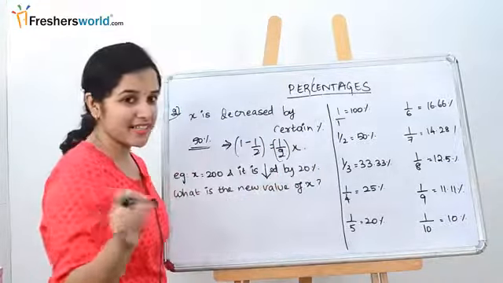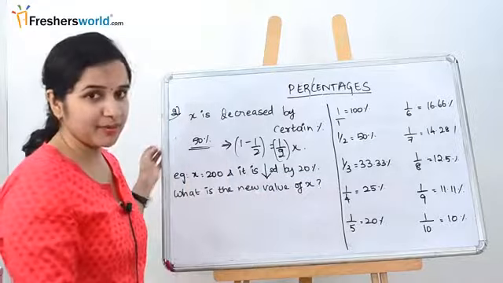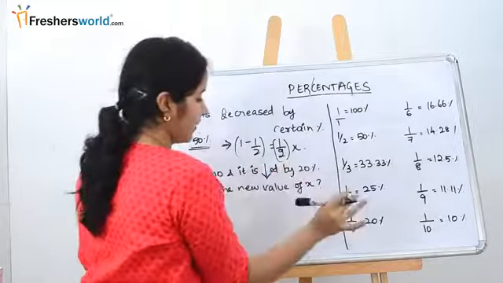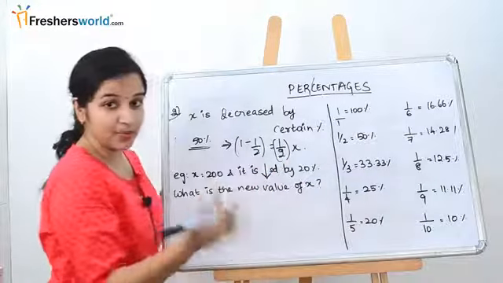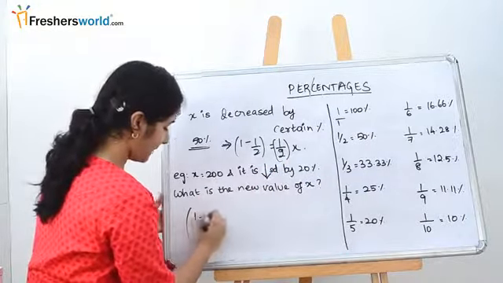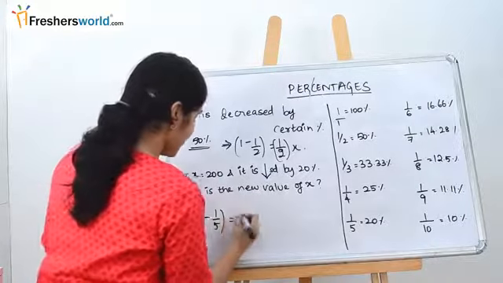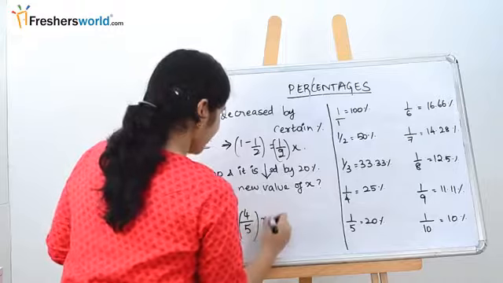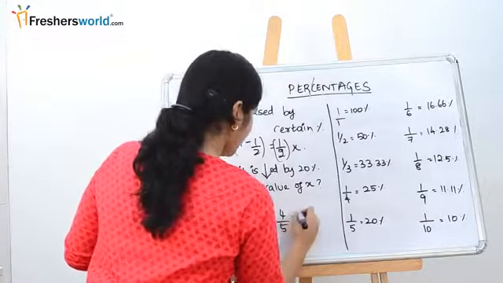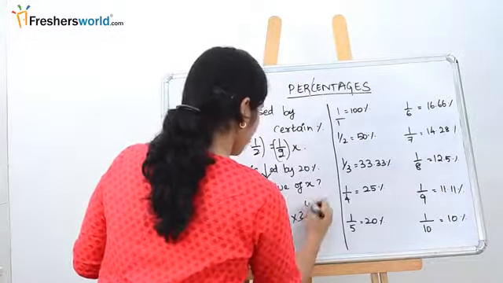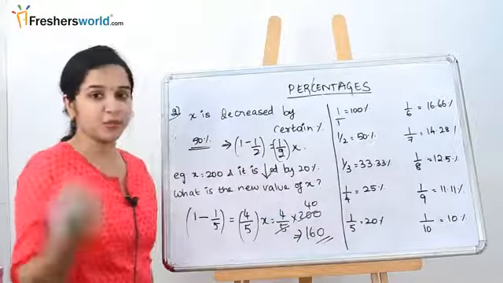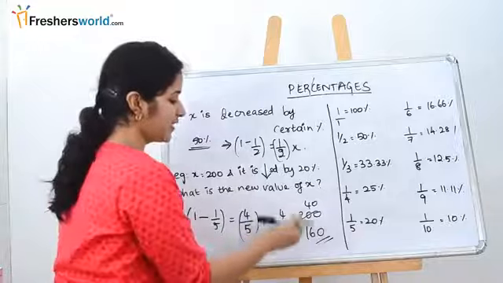Let's understand this with an example. Same example we are taking, but here the only change is the x value is decreased by 20%. So 20% is nothing but 1 by 5. What do we do? 1 minus 1 by 5, which is nothing but 5 minus 1, 4, so 4 by 5 of x. So 4 by 5 of 200 is 160. So if x is decreased by 20%, the new value of x is nothing but 160.